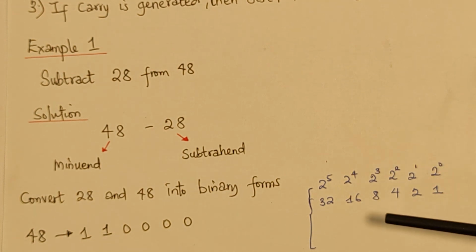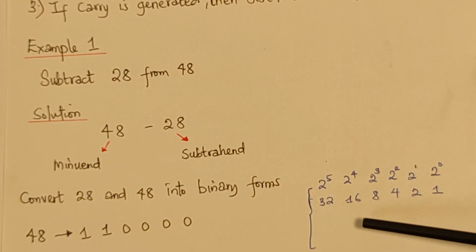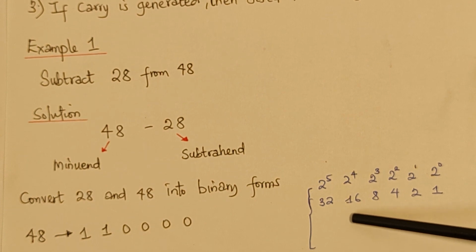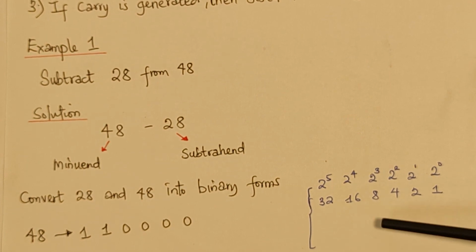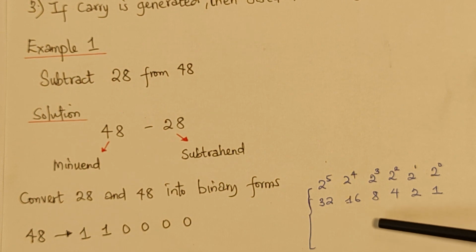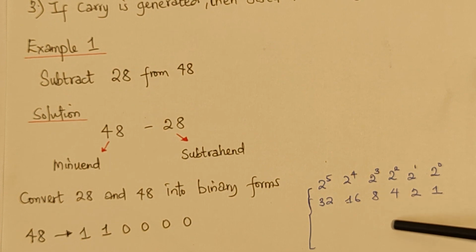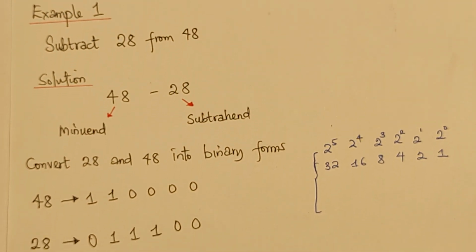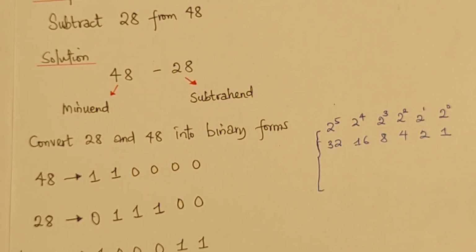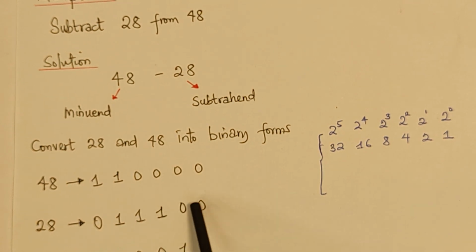To this, 32 cannot be considered. We can go for 16. 28 minus 16 will be 12. So since 16 is considered to be 1, now 12 minus 8, it can be considered to be 1. That will be 4. 12 minus 8 will be 4. So 4 here is 1. What did you notice? 32, 2 and 1 were not involved. So I just put 0, 0, 0. This is why when we convert 28, I'm going to have 0, 1, 1, 1, 0, 0.